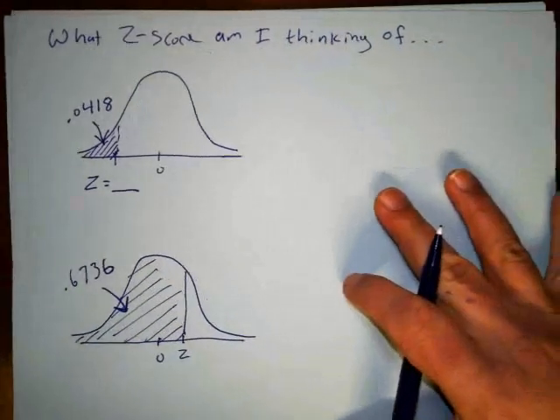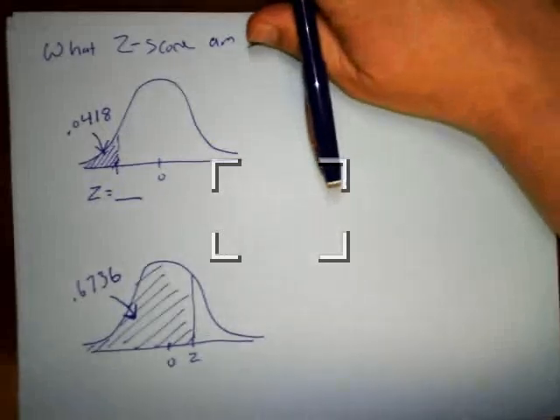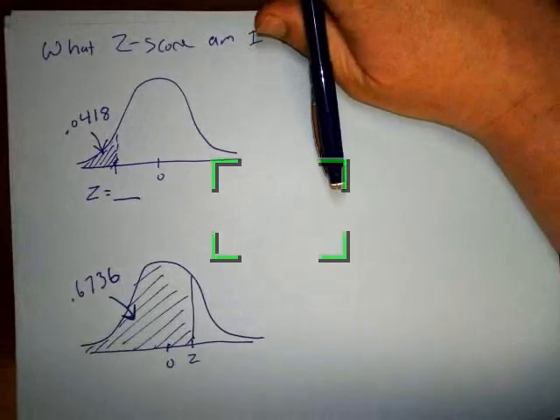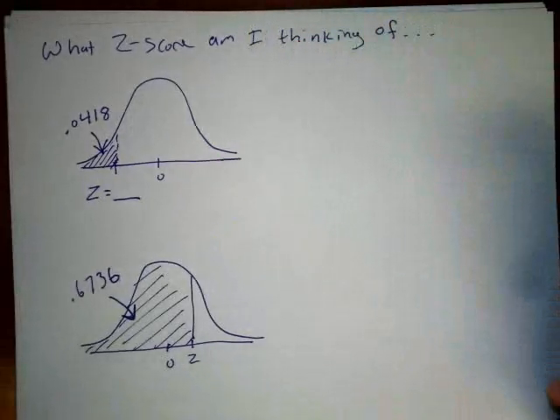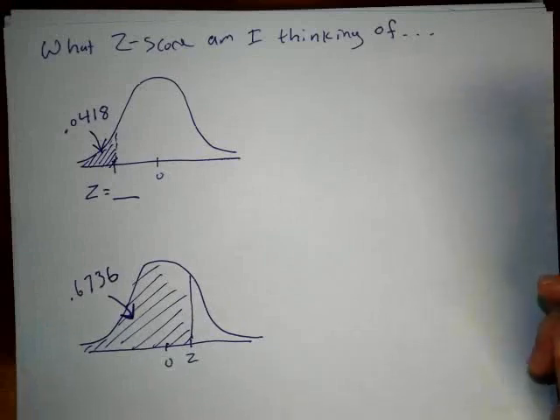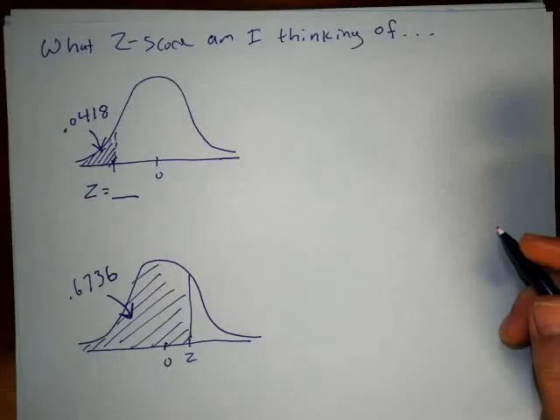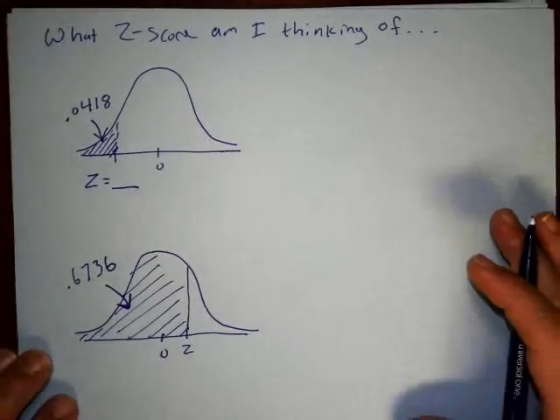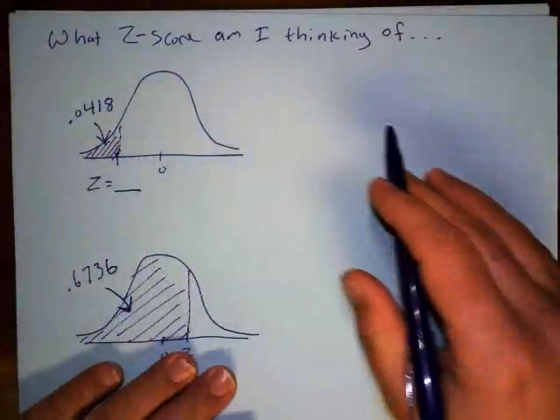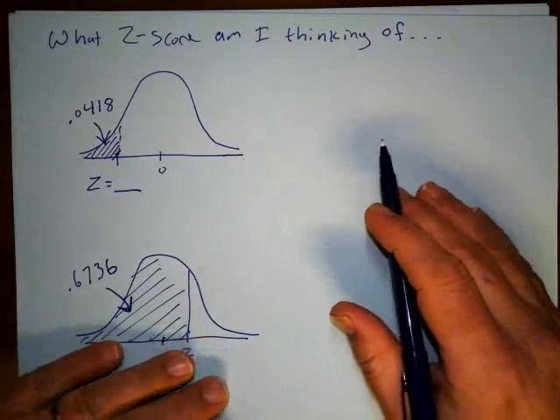Okay, what we're going to do here is learn how to use the standard normal table backwards. And to start out, we're going to play a little game. This game is called What Z-Score Am I Thinking Of?